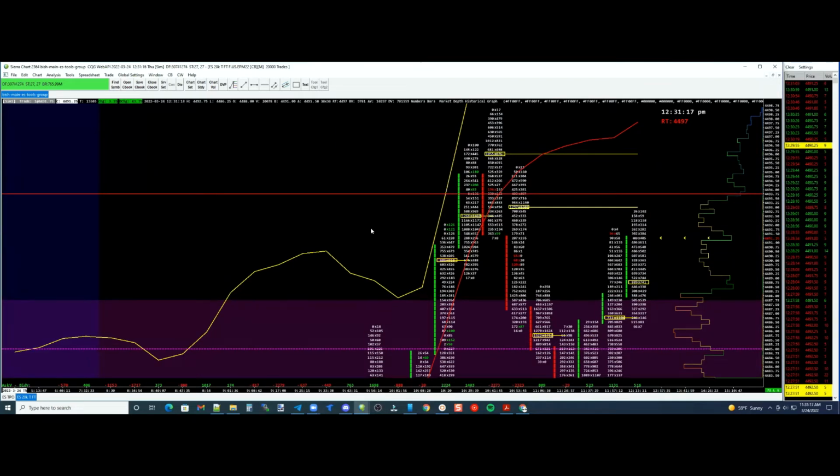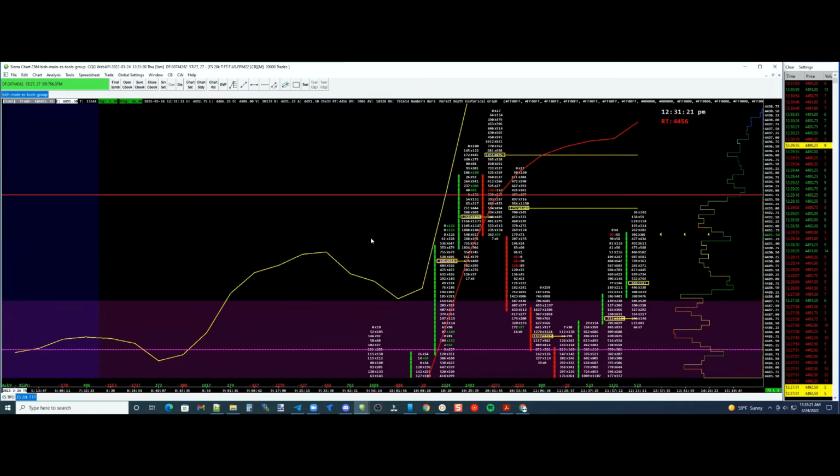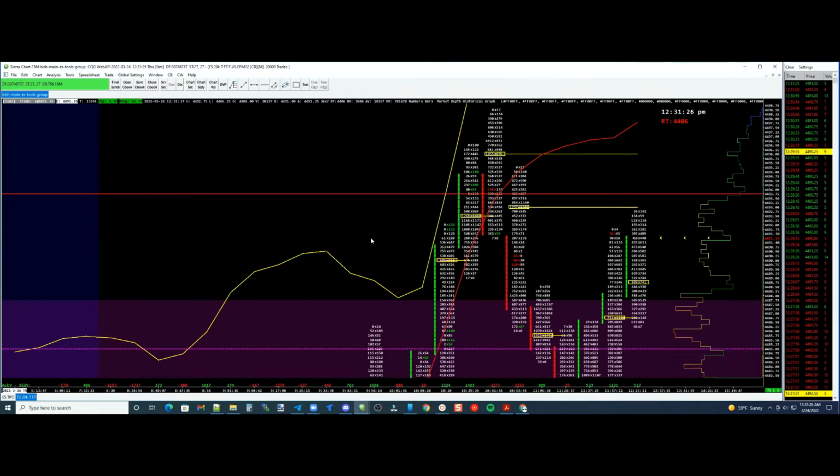So we're going to keep it simple, but what I want to start with is we're going over order entry, some order types, and then we're going to look at ways to execute orders within Sierra Chart.